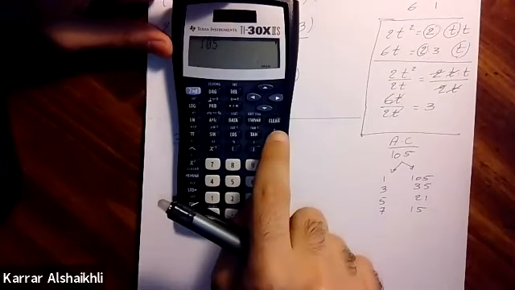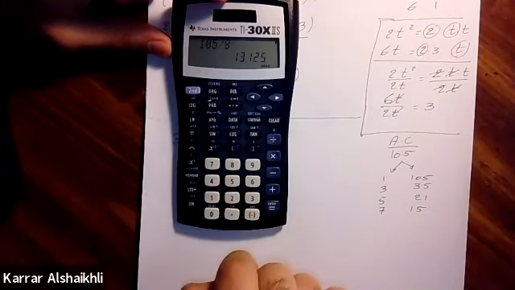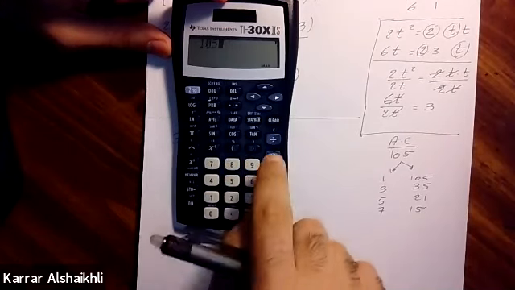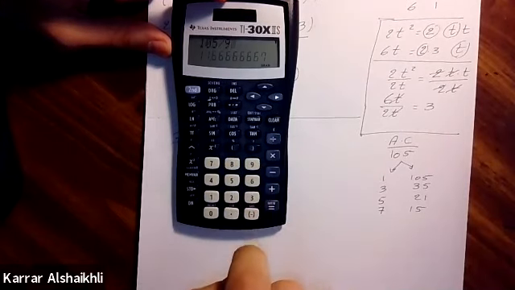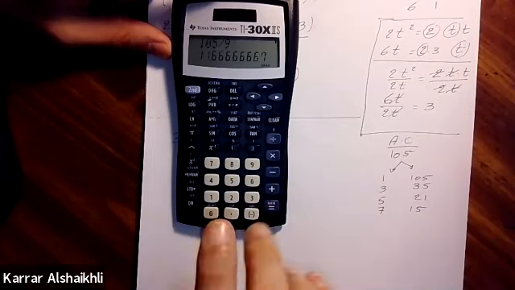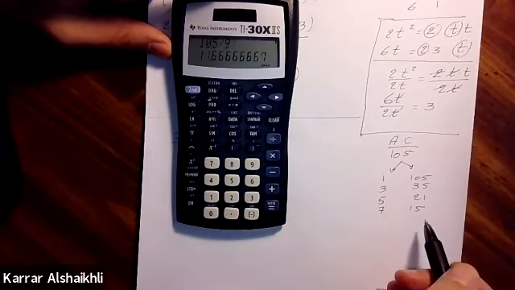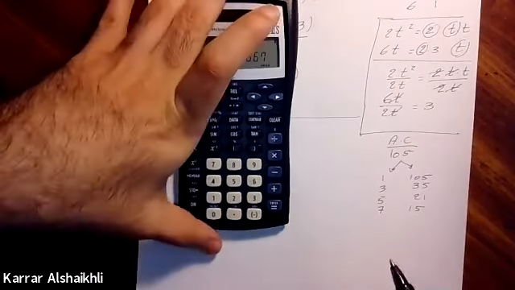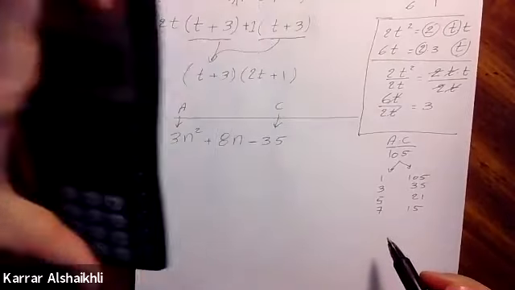105 divided by 8, you can't. 105 divided by 9, also you can't. By 10 is going to be a decimal. 11, 12, until you arrive to the 15. So that's it. That's the only numbers we can use, the options.